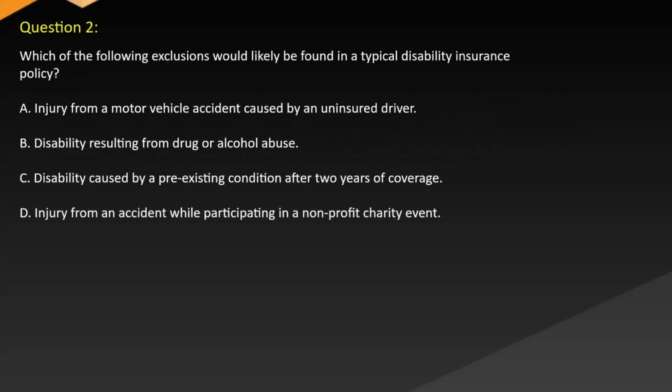this case. Question 2. Which of the following exclusions would likely be found in a typical disability insurance policy? A. Injury from a motor vehicle accident caused by an uninsured driver. B. Disability resulting from drug or alcohol abuse. C. Disability caused by a pre-existing condition after 2 years of coverage. D. Injury from an accident while participating in a non-profit charity event.